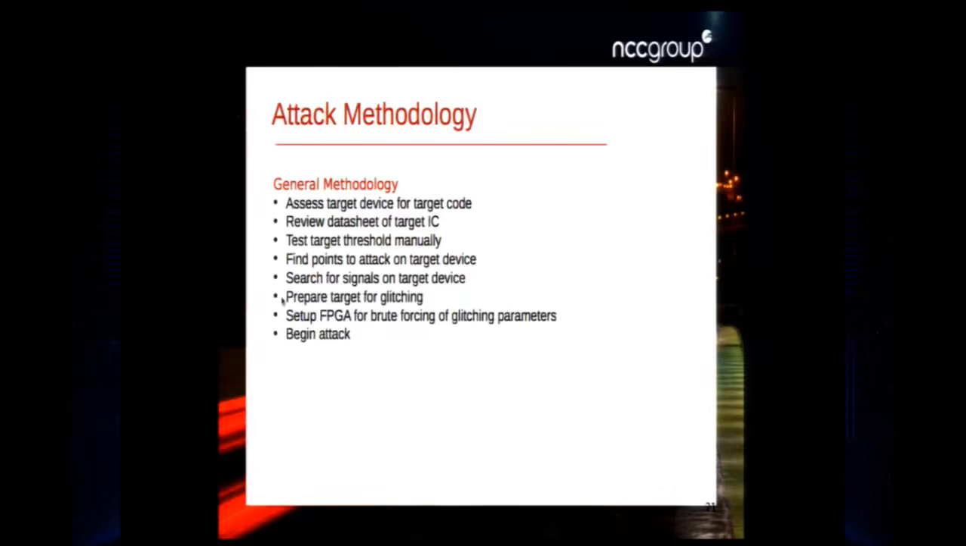Then, if possible, you should try to test out the target manually. Then you try to find points to attack on the target device, depending on whether you want to do a voltage glitching attack or a clock glitching attack. You want to search for signals on the device, which I'll get into a bit later. You need to prepare the target for glitching. And finally, you need to set up the FPGA for performing these attacks.